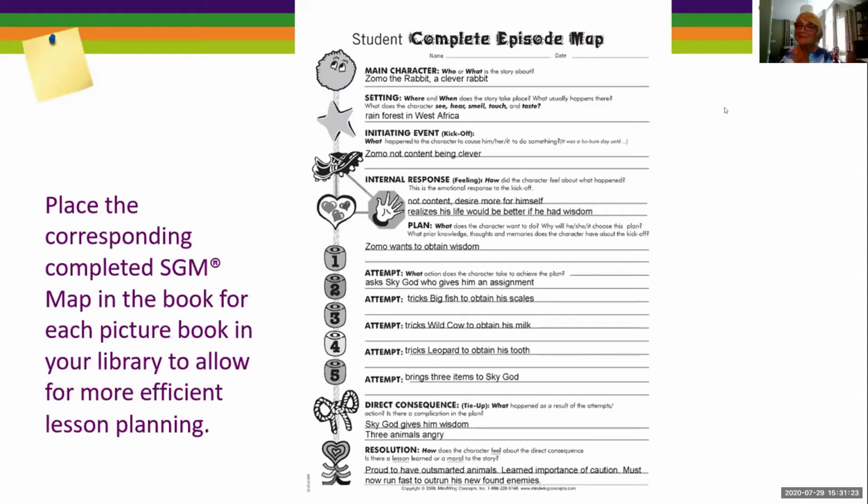So, okay. This is just the completed graphic organizer. One of the strategies I always used is I would place the completed graphic organizer for a book in the book, so that I always had it. So anytime I wanted to teach that lesson, it was right there, either in a sheet protector or folded up.